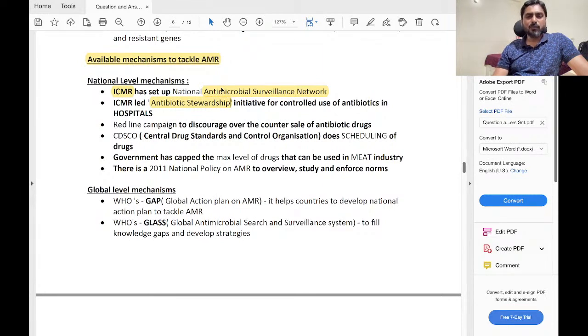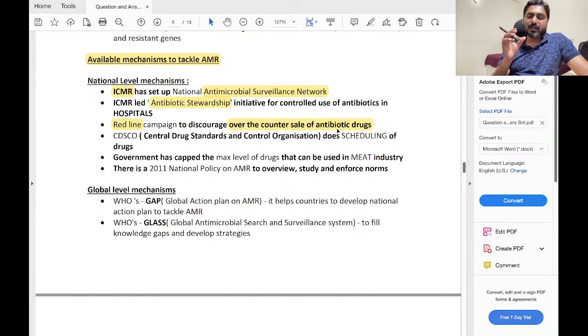So this program wants to reduce the amount of antibiotics or antimicrobials that are being used in hospitals. There is this Red Line campaign. The Red Line campaign is to discourage the over the counter sale of antibiotics. Over the counter sale means that these antibiotics are available to you without a doctor's prescription. It shouldn't be available over the counter. It should be available to you only after a doctor's prescription.